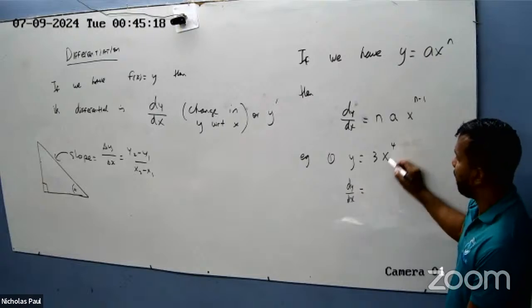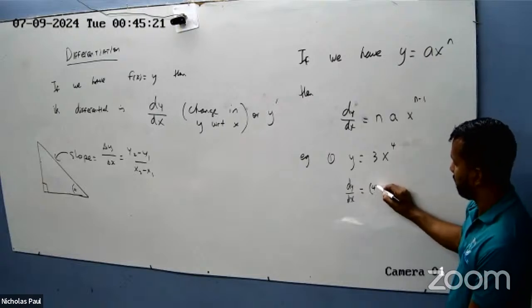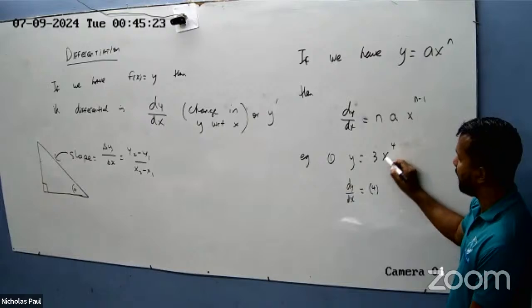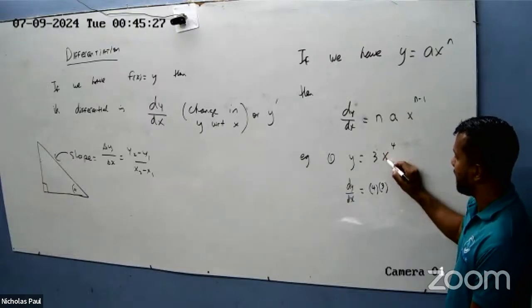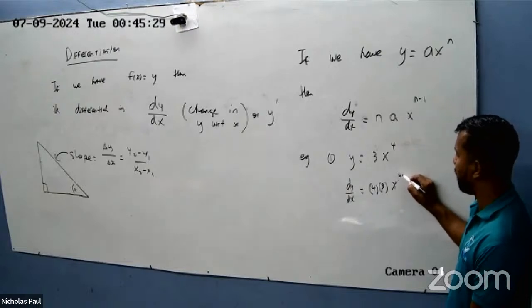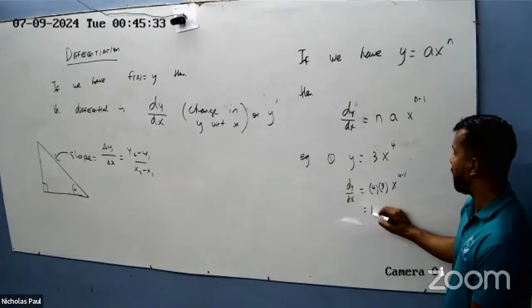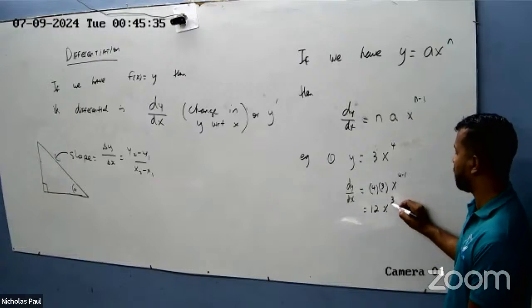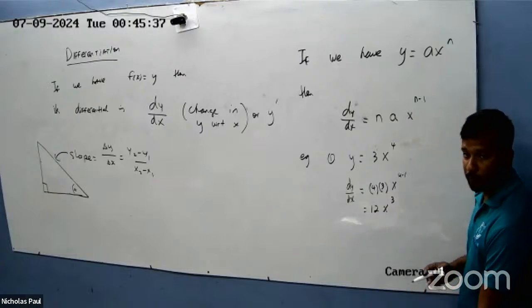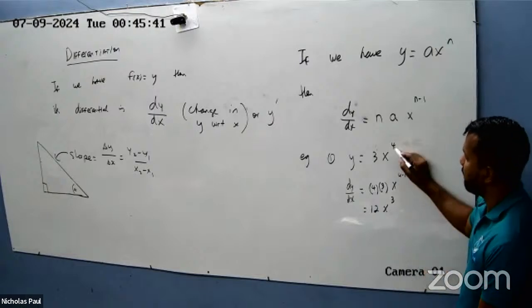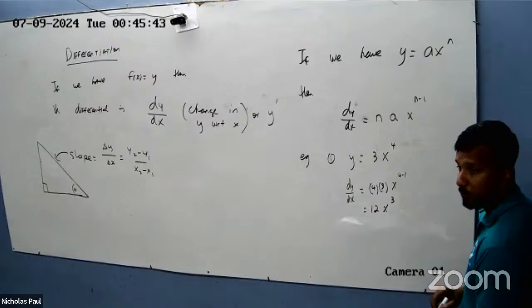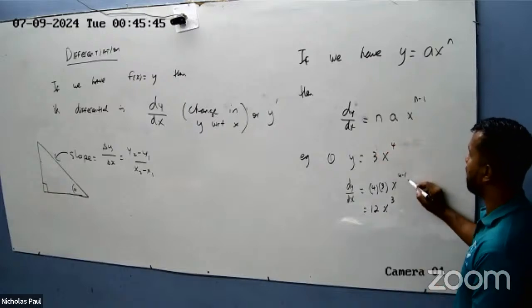So watch this here. You bring down the 4. That's step number 1. Then you write back the a, which is 3 in this case. And then you minus 1 from the power. So you'll end up with 12x cubed. Okay with that? So that's the way you differentiate. Multiply by the power, minus 1 from the power.